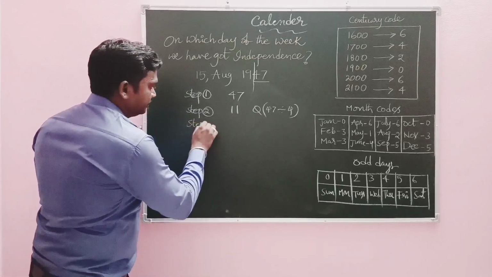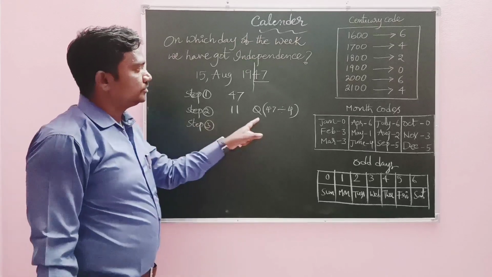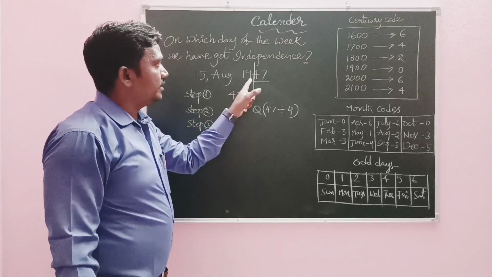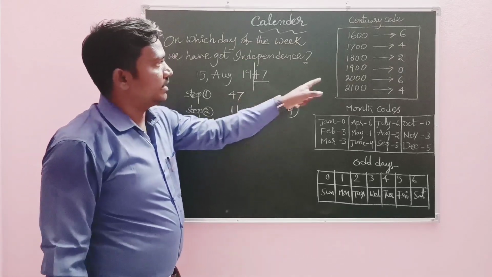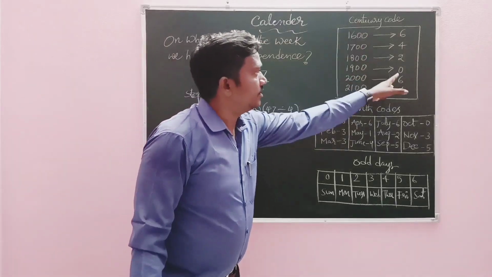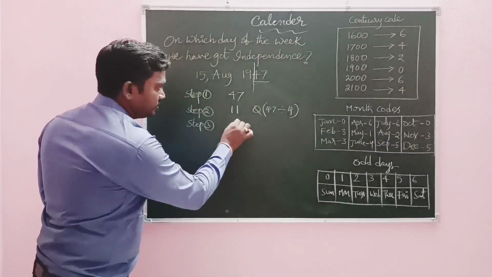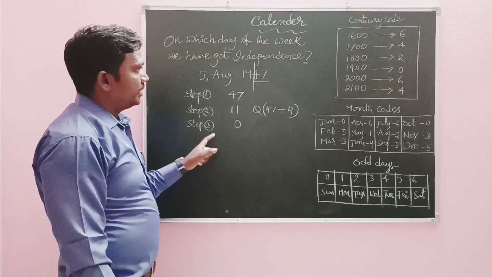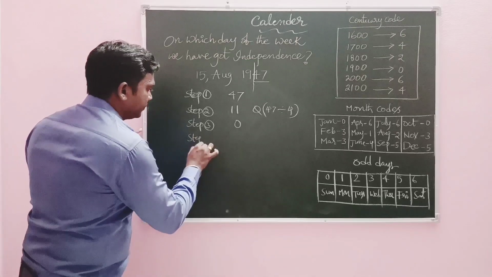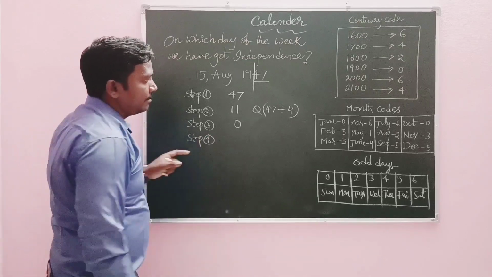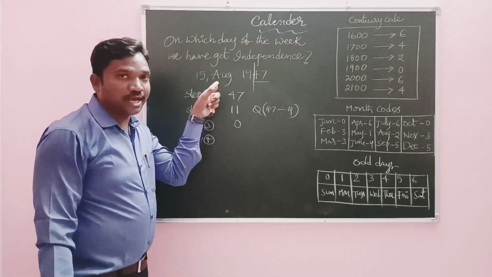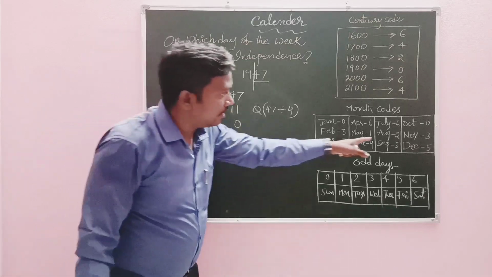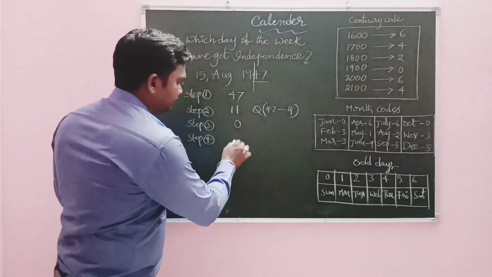Now step 3, century code. 1947 belongs to the century code 0, so we have to write 0. Next step 4, month code. Here the month is August, so we have to write the code 2.